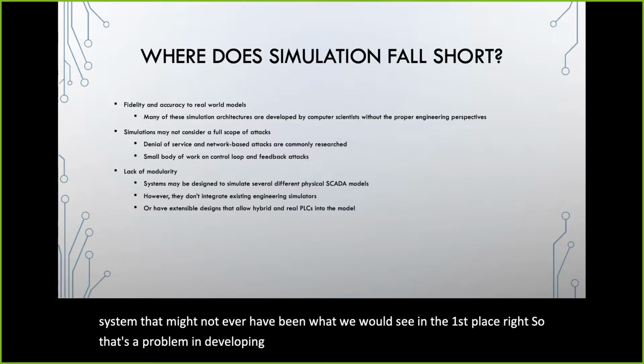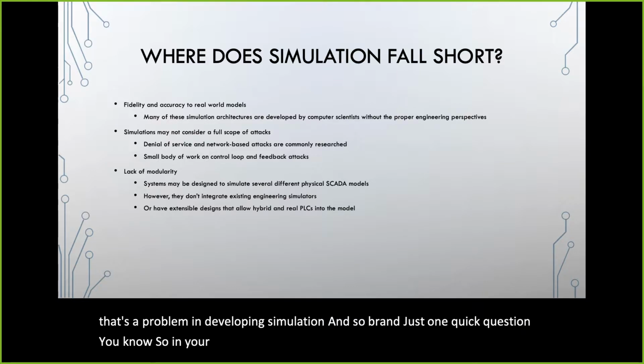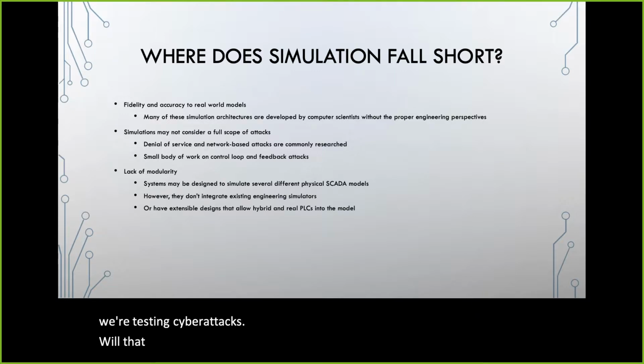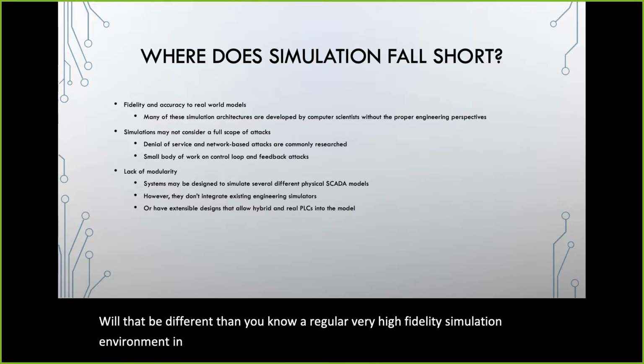Brant, just one quick question. In your mind, will a simulation environment where we are testing cyber attacks be different than a regular, very high fidelity simulation environment? Maybe you can answer that at the end of your presentation, but I just thought I'd place it out to you.